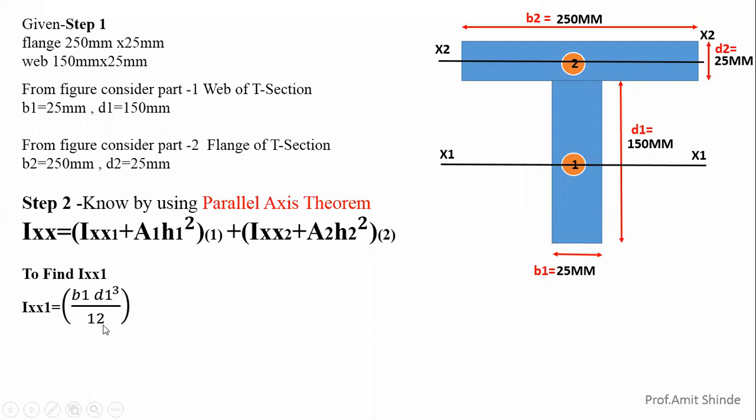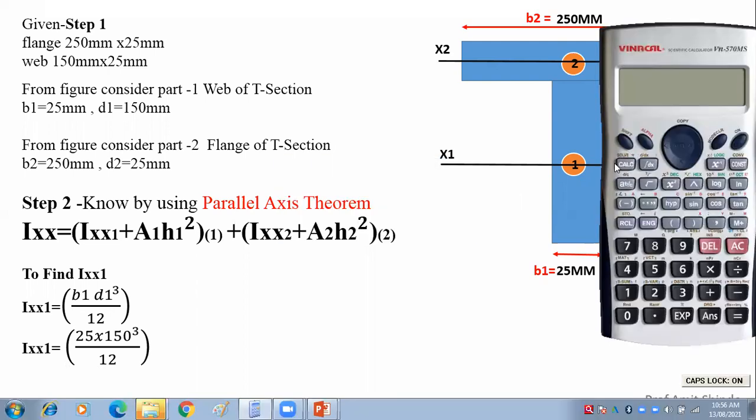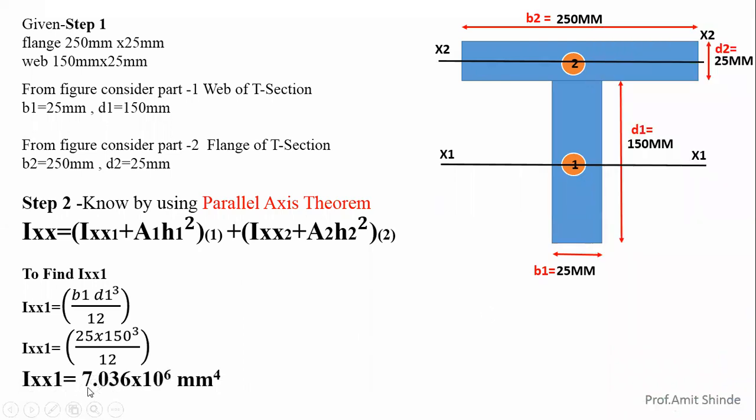First Ixx1 is b1 d1 cube upon 12 as per the formula. Now put the values. For geometry number 1, b is 25 and d is 150. Solve the terms: 25 into 150 cube divided by 12, and this value is 7.036 into 10 raised to 6 millimeter to the power 4. This one is for rectangle number 1.